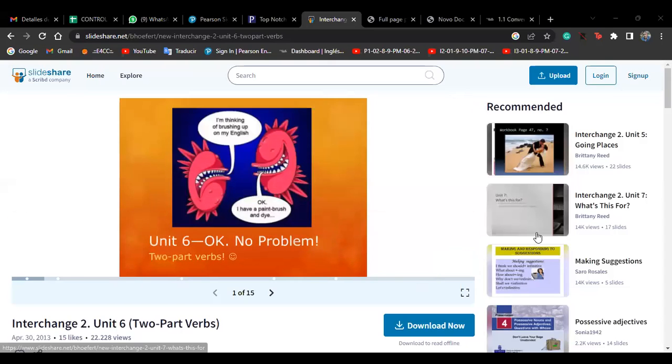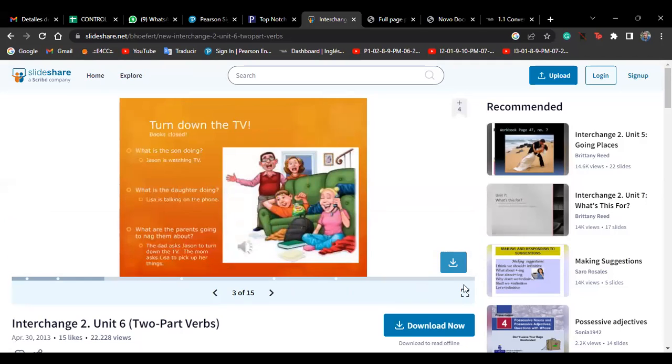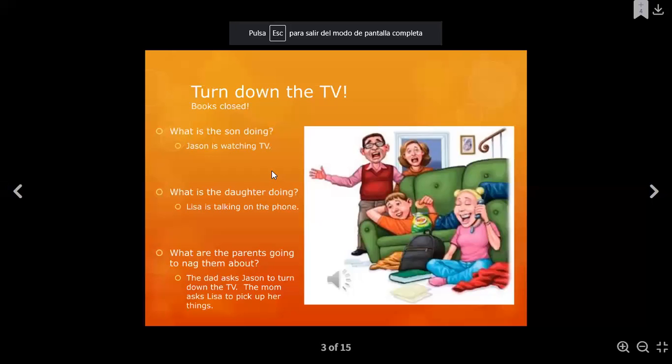So right now, guys, we are going to talk about the two-part verbs. For example, turn down the TV. In this case, what is the son doing? The son is watching TV. What is the daughter doing? Liz is talking on the phone. And what are the parents going to nag them about? The dad asks Jason to turn down the TV. The mom asks Lisa to pick up her things.